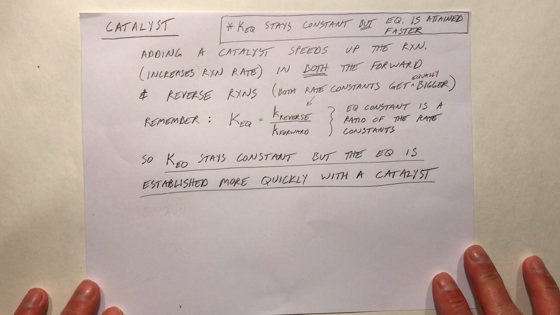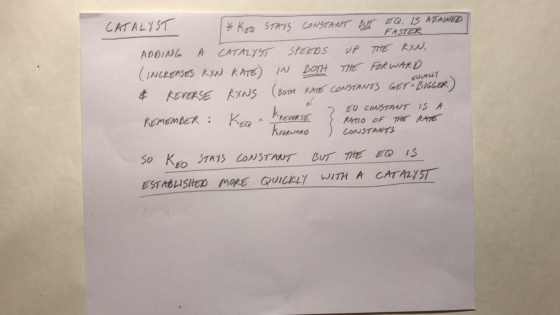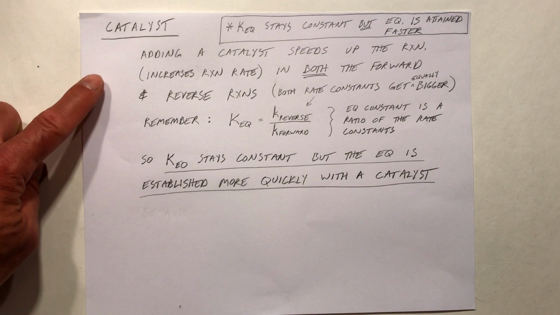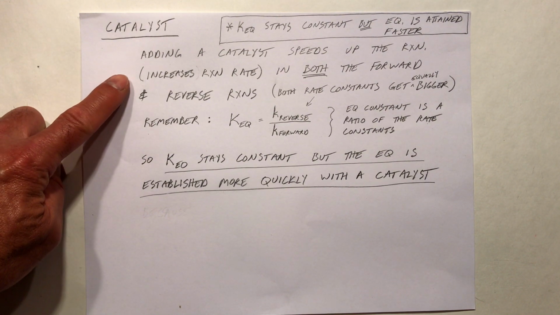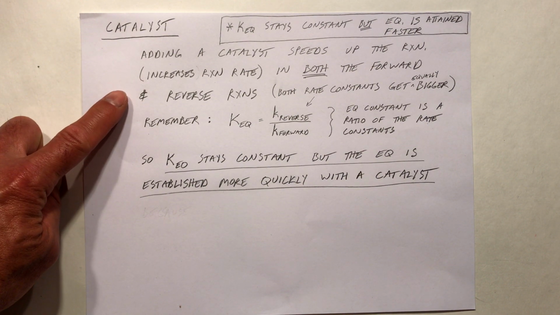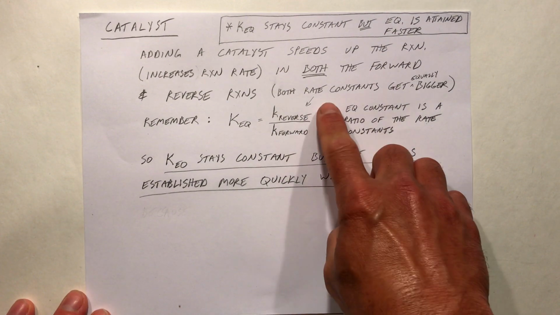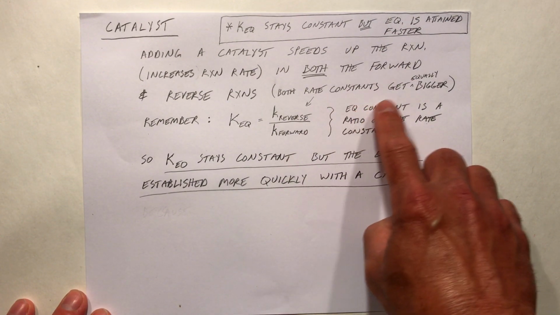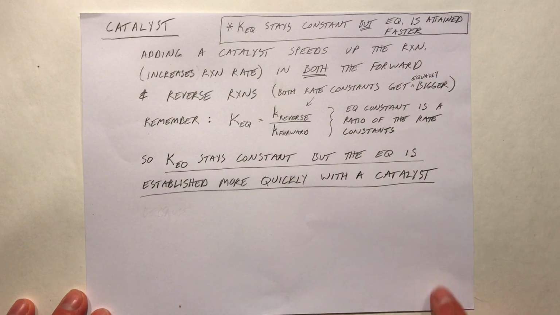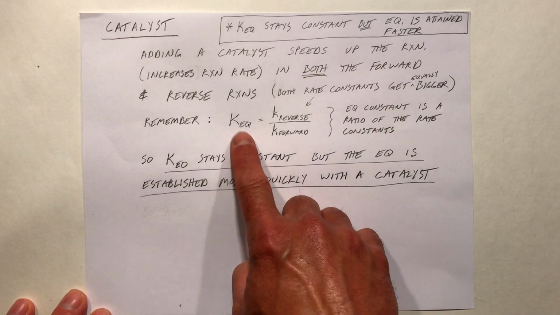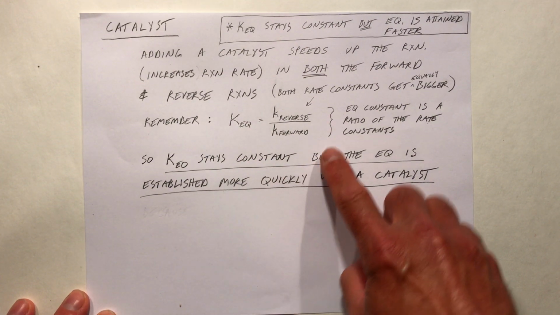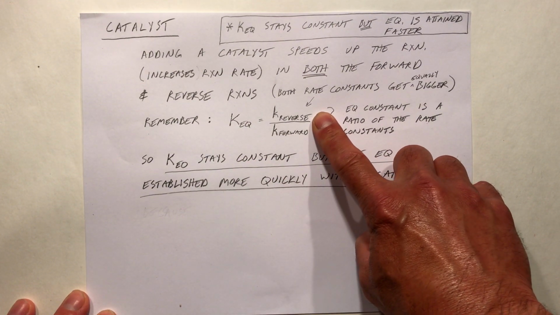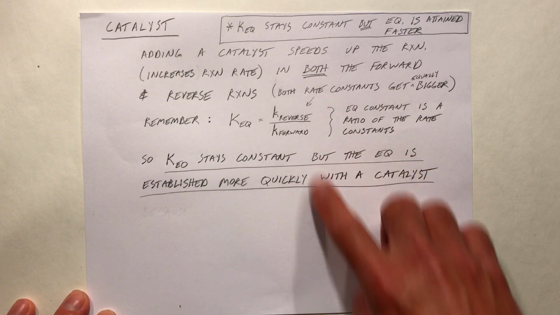All right, so let's move on and talk about how a catalyst can have an effect. Adding a catalyst speeds up a reaction. It increases the reaction rate, but it does so in both the forward and reverse reactions. So both rate constants, the forward and reverse rate constant, get bigger, and they get equally bigger. So remember that the equilibrium constant is really just a ratio of the reverse rate constant divided by the forward rate constant.